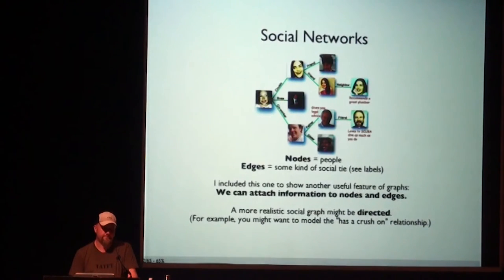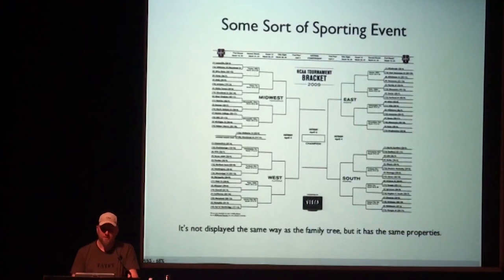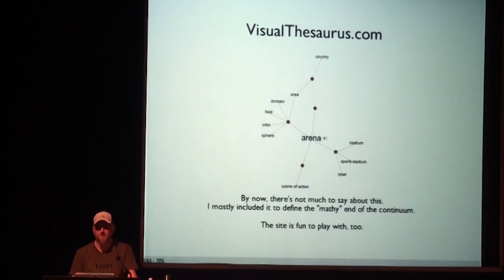Social networks: I just included this slide to illustrate to my non-technical coworkers that you can attach information in a graph to either the edge or the node. Family tree is a directed graph with some interesting properties that non-mathematicians don't really care about. This one I included because it's exactly the same as the family tree in structure. It's just describing a very different problem, and I thought that was kind of cool.